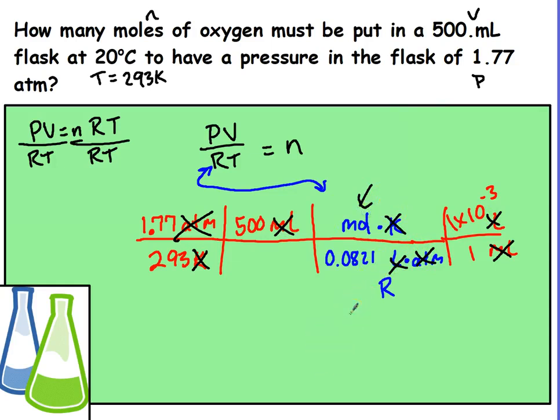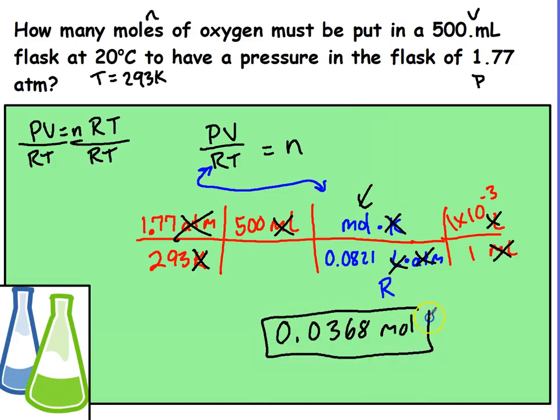Now I can plug it in. 1.77 times 500 times 1e negative 3 divided by 293 divided by 0.0821. And the moles is equal to 0.0368 moles. And that would be my answer right there. You just have to keep track of your letters, make sure everything's canceling out, and you should be fine.